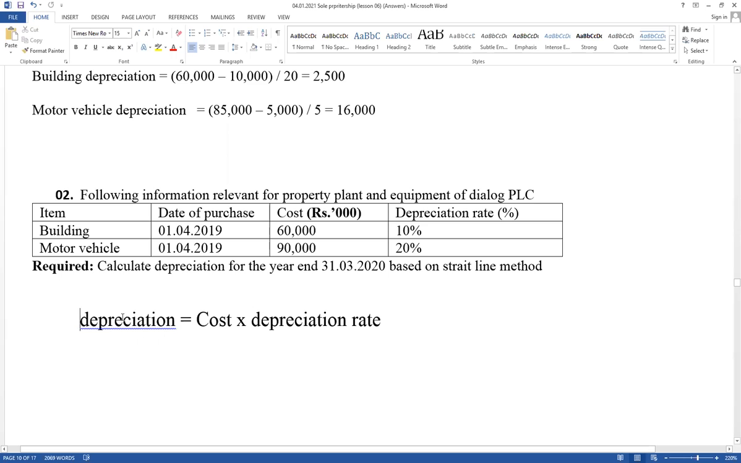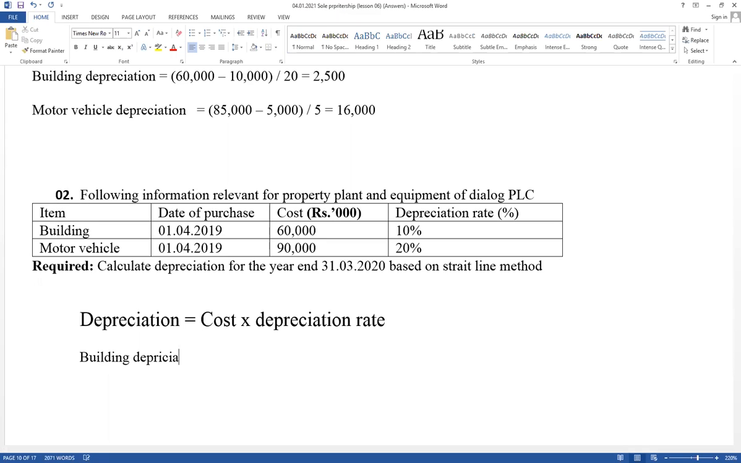You have to recognize how many years, how many months the asset was available during the accounting period. But in this example, all assets were purchased at the beginning of the year and available the entire year. Then calculate building depreciation. Given percentage, building depreciation equals cost value 60,000 into percentage. Percentage is given 10%. Therefore, building depreciation equals 6,000.